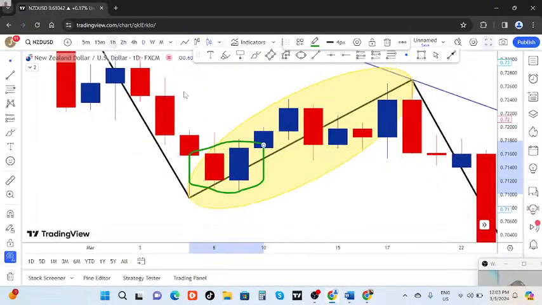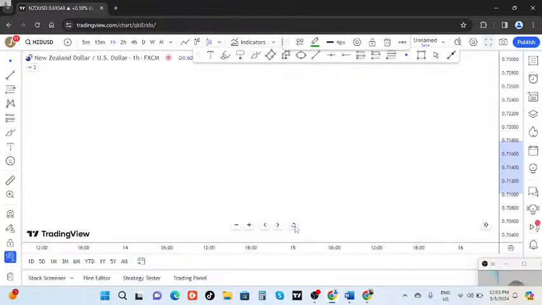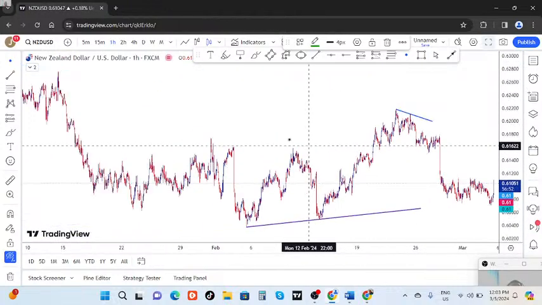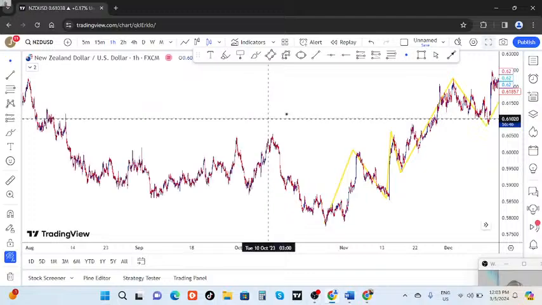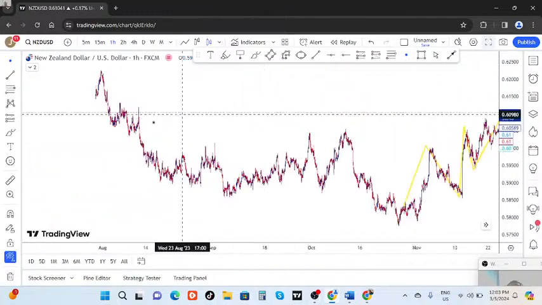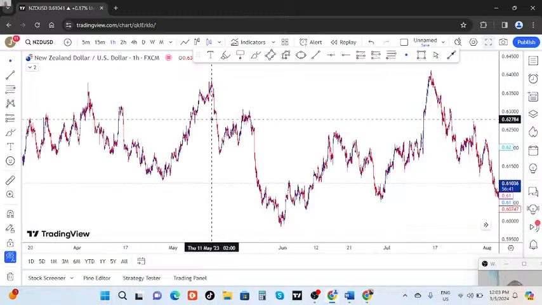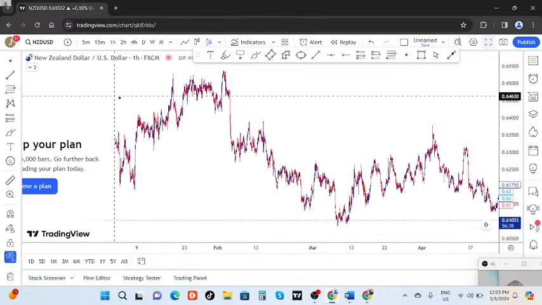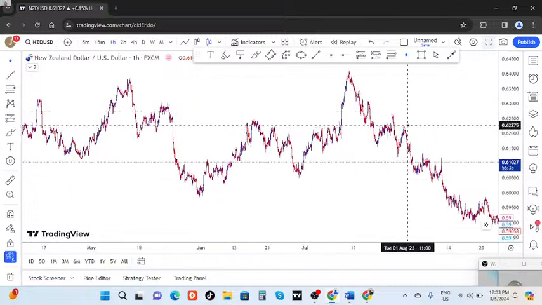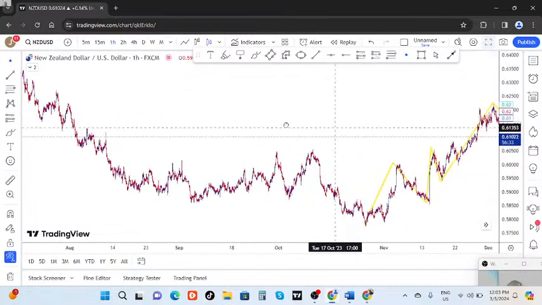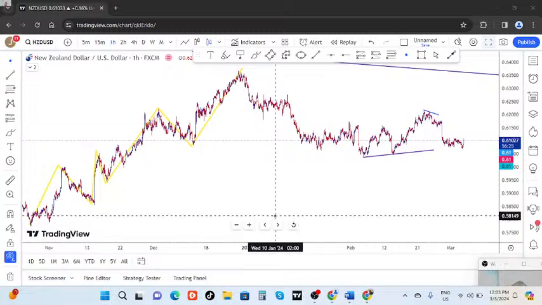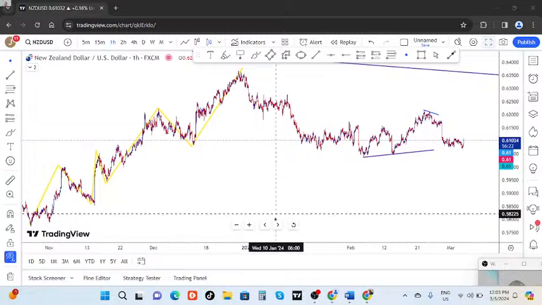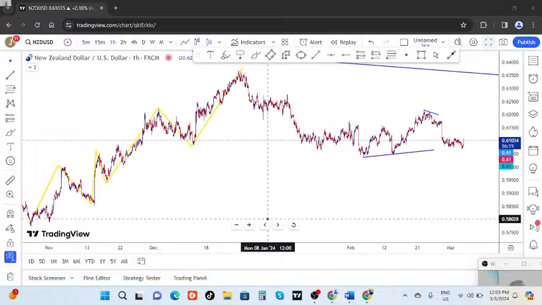Right here on the 1 hour chart, NZD USD. Let's go backward in time, and maybe TradingView is going to give it to us, but let's try. This is not a paid plan chart, so I have to use the paid plan chart. Let's quickly go to the paid plan chart and make this analysis right there.